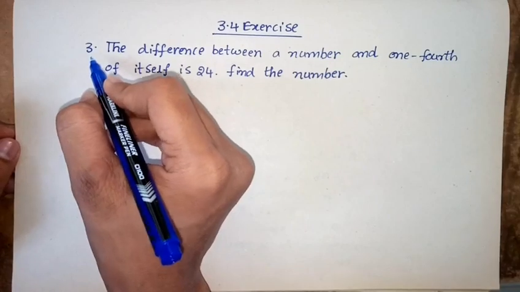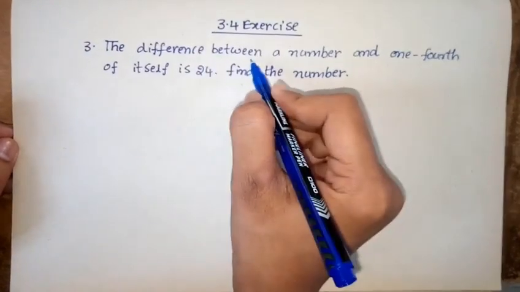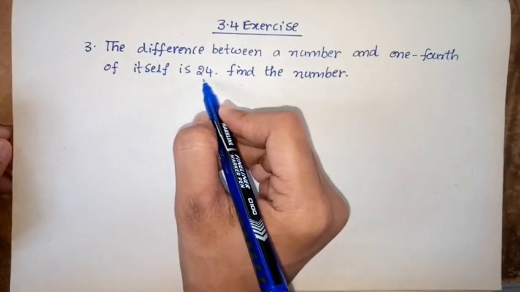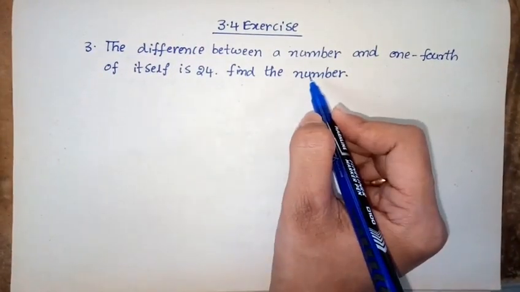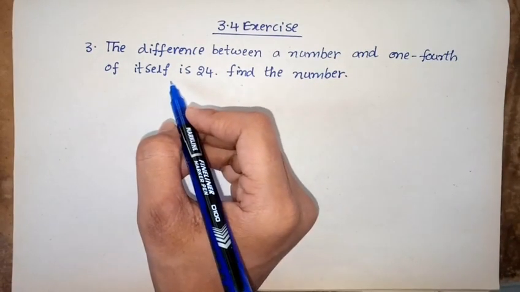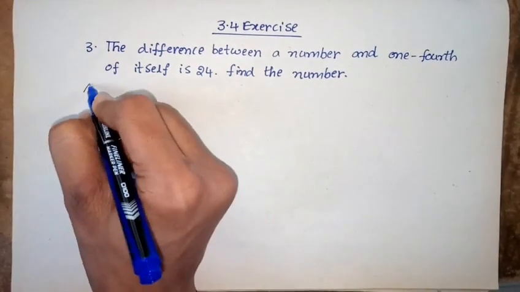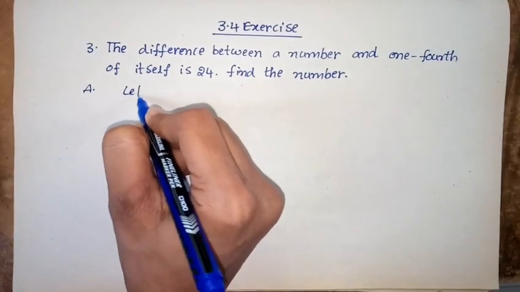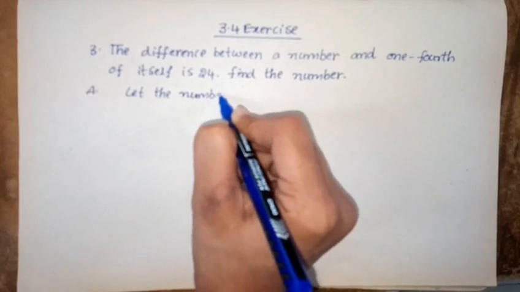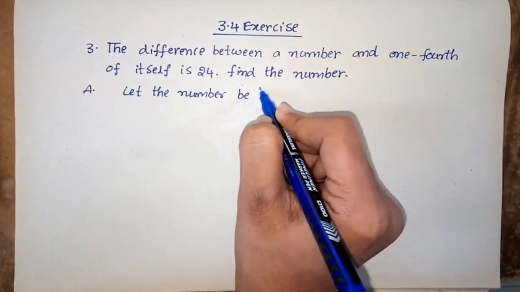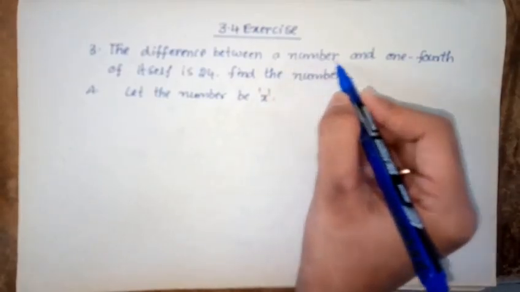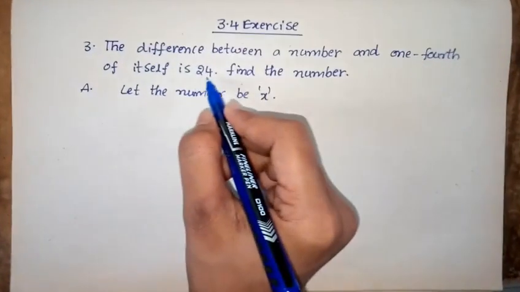Next problem, the third one. The difference between a number and 1/4 of itself is 24. Find the number. In the problem, which number should we find? Consider the number to be x. So let the number be x. The difference between a number and 1/4 of the number itself is 24.